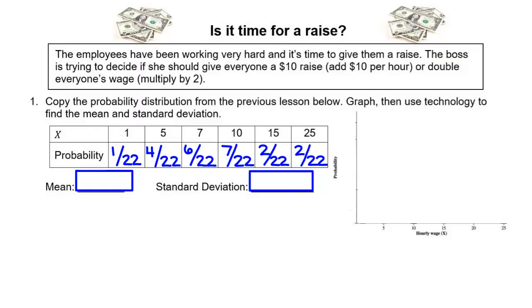You guys want me to walk through how to find mean and standard deviation using the calculator again? Okay, if you need a tutorial, follow along. If not, work on it on your own.